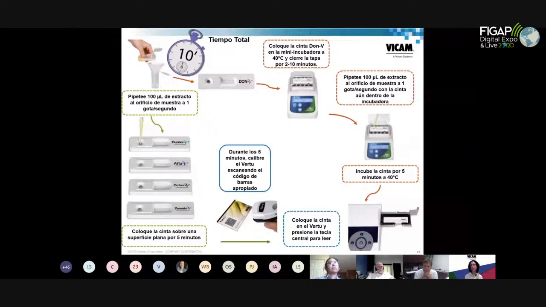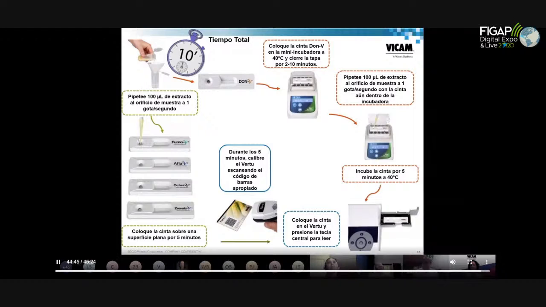And the Dawn strip is put, the Fumo, Afla, and Okra can be held at room temperature. The Dawn V is put onto an incubator.